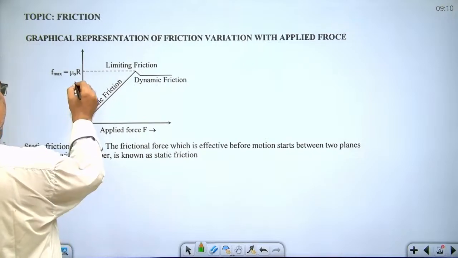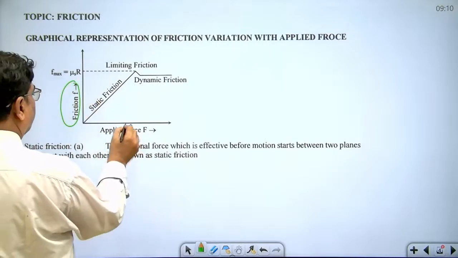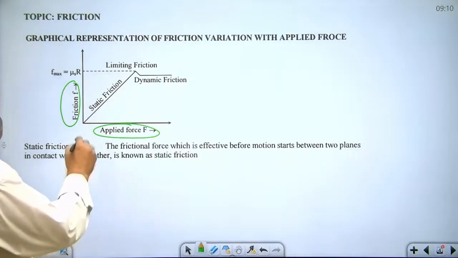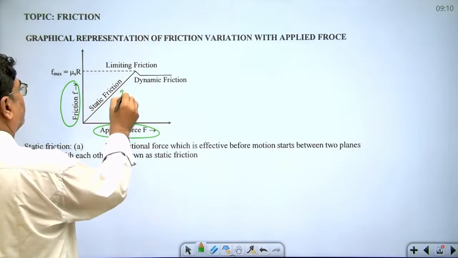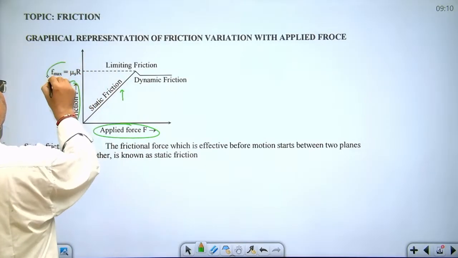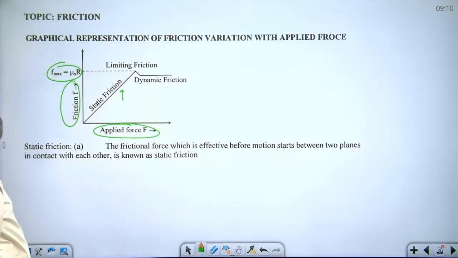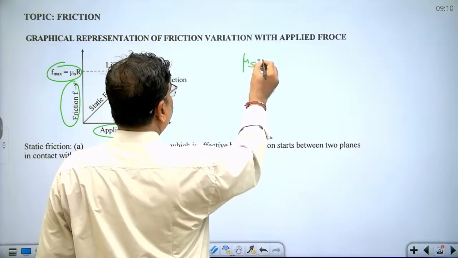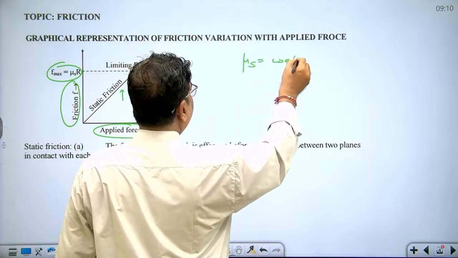This is frictional force and this is net applied force. When the net applied force is increased, static friction increases, okay, and reaches the maximum value, which is equal to mu s into R or mu s into N. This R is the normal reaction exerted by the contact surface. And dear student, what is mu s? Mu s is the coefficient of static friction.